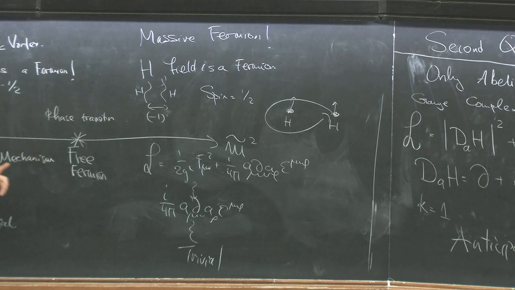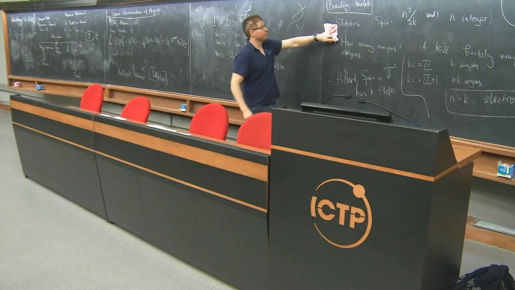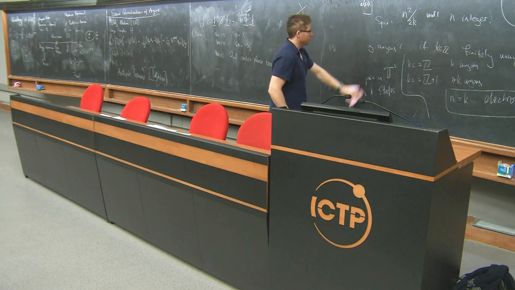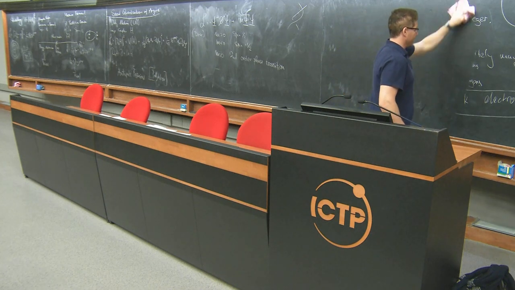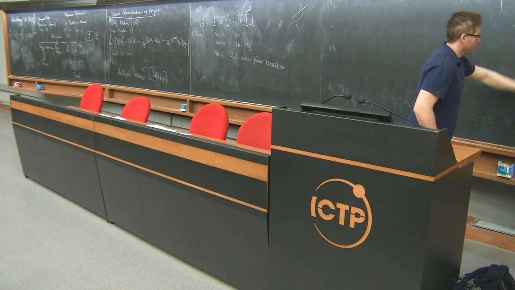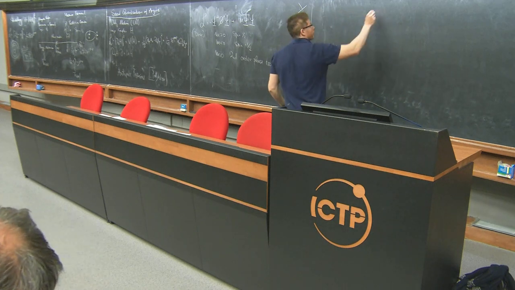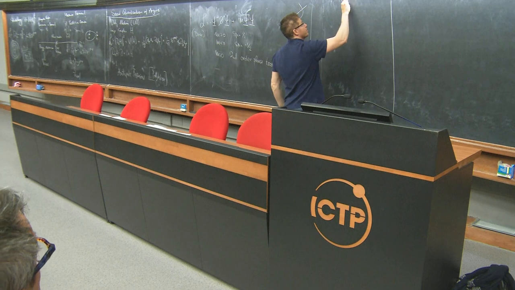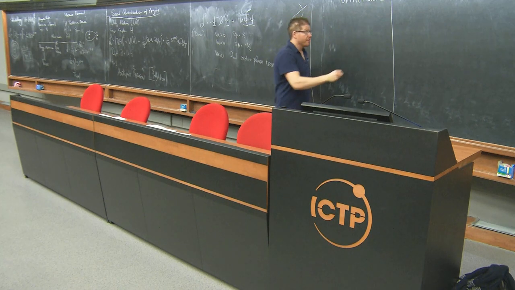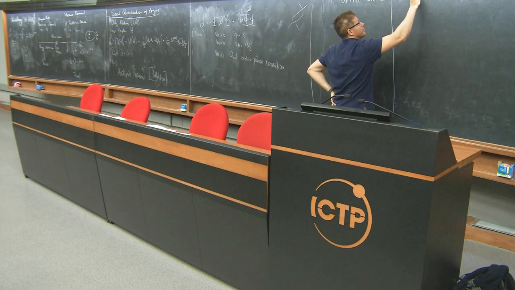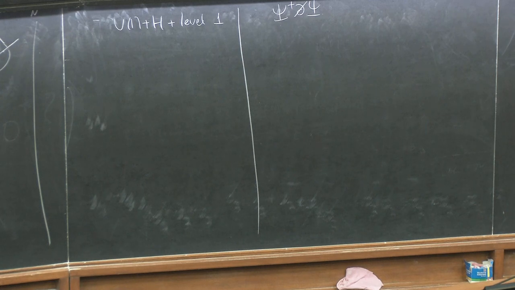I'll write the dictionary now more explicitly. So I'll write the dictionary here between these two models. So here we have the U1 gauge theory plus H plus level 1 Chern-Simons piece. And here we have a free fermion. I want to write a dictionary akin to what we've been doing for the other case.